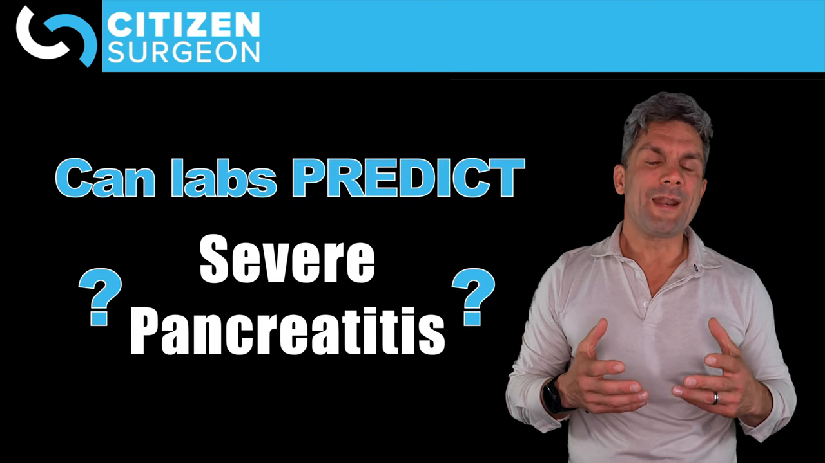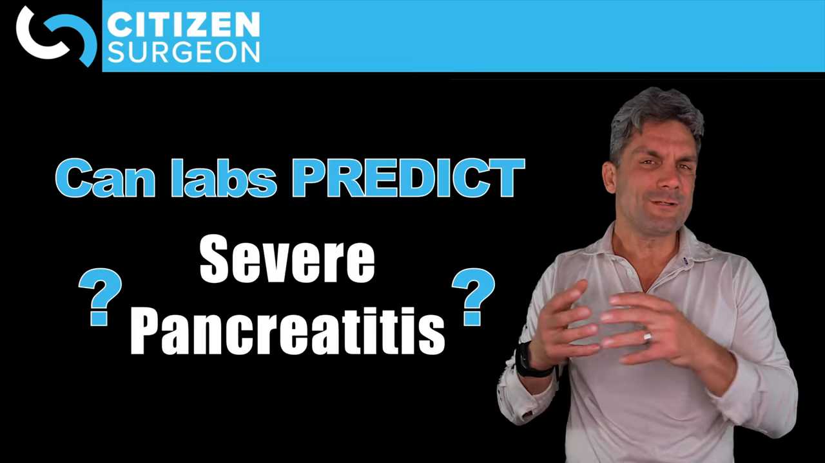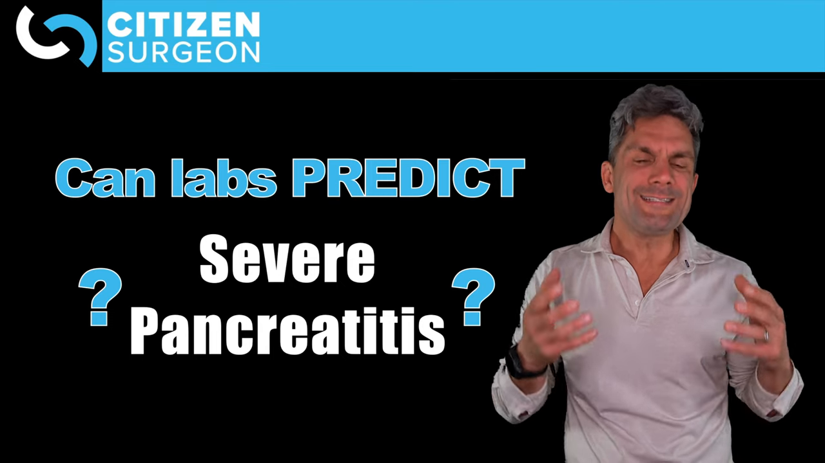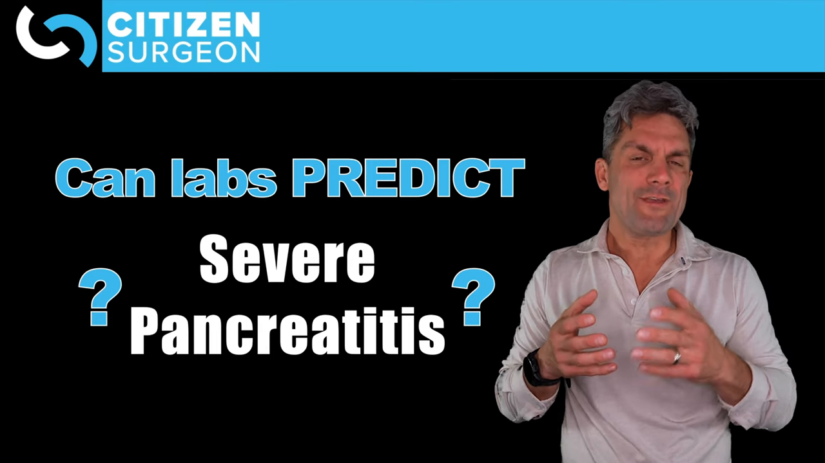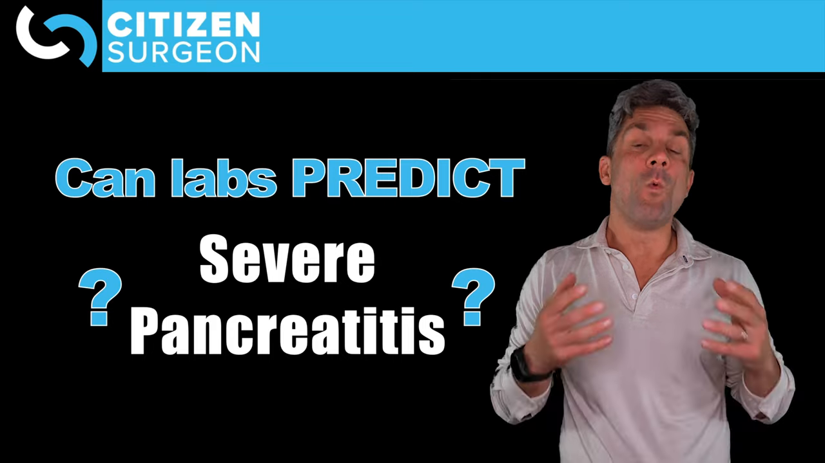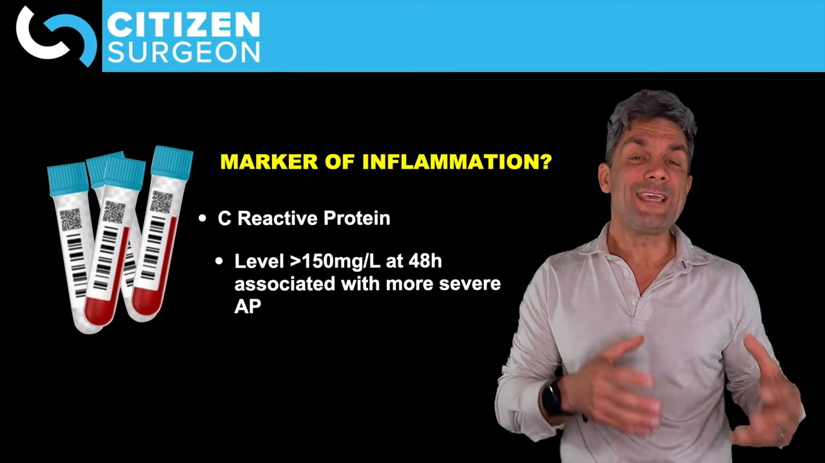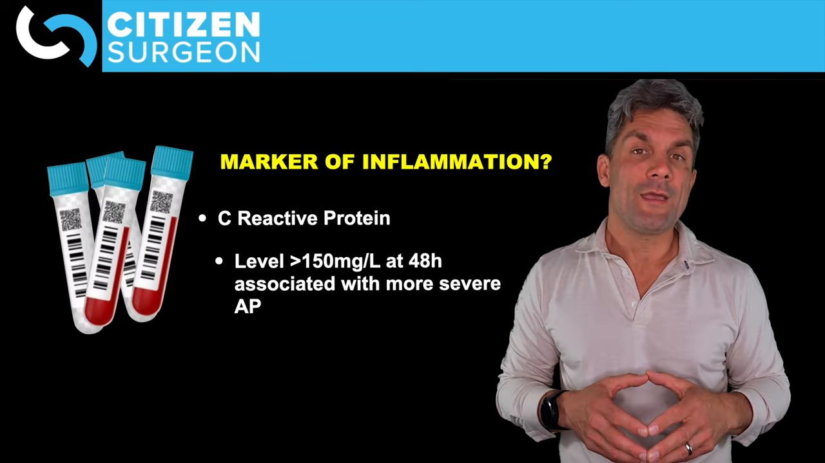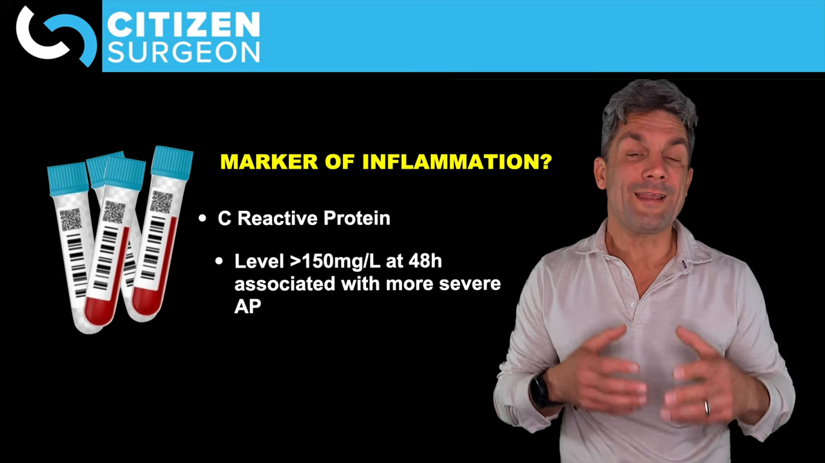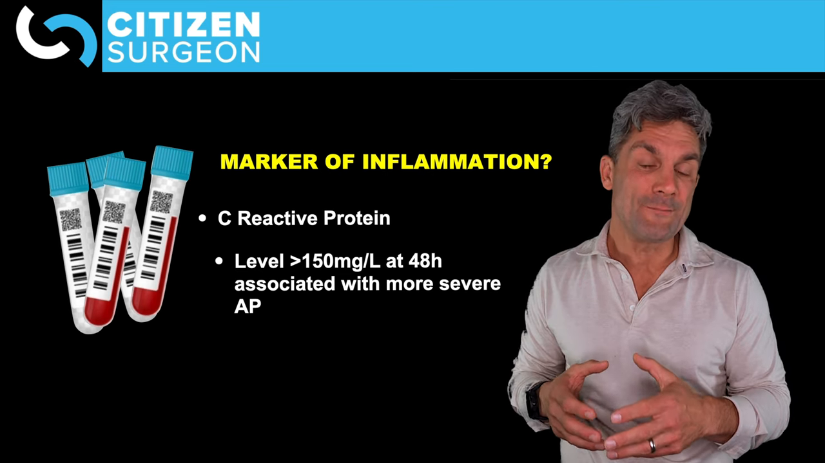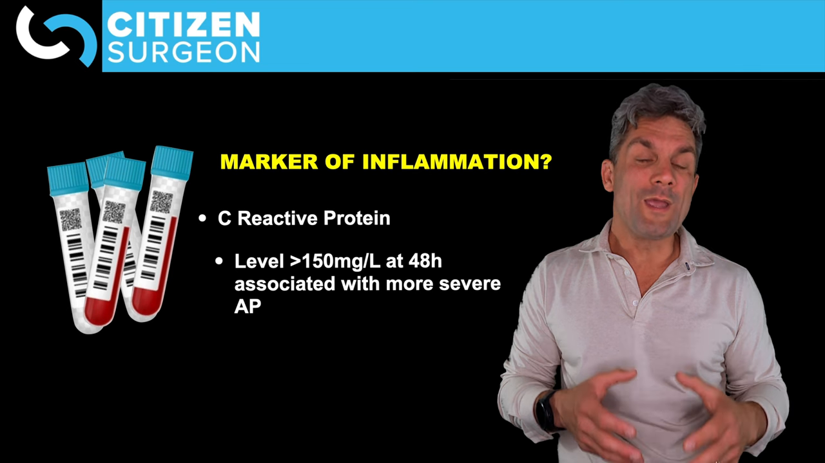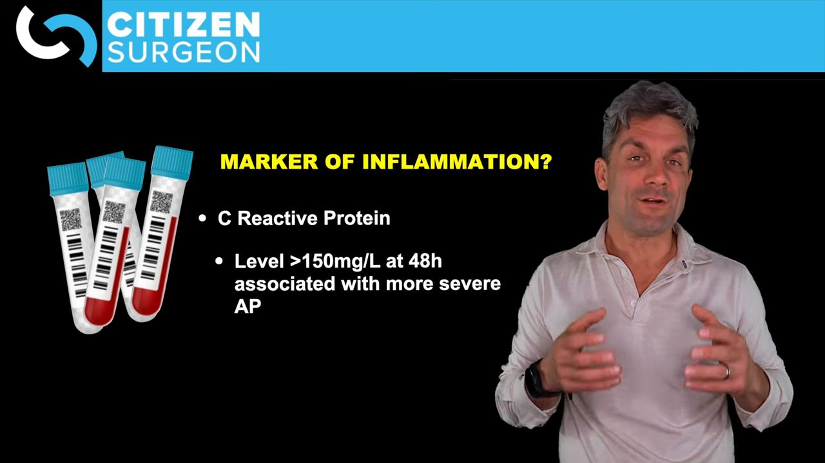And the last thing I want to get to is, are there any particular labs that can give us an idea of the severity of acute pancreatitis? Well, one I talked about previously, and that's C-reactive protein, or CRP. And we know if we have a level of greater than 150 milligrams per liter at 48 hours, we have an increased risk of severe disease.